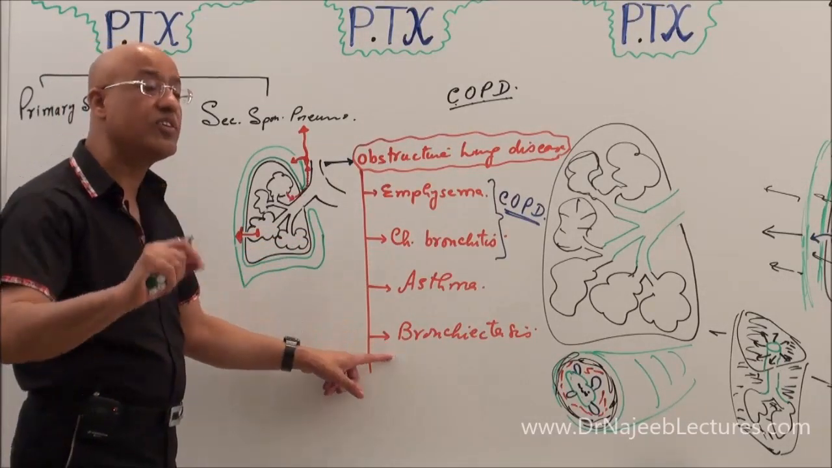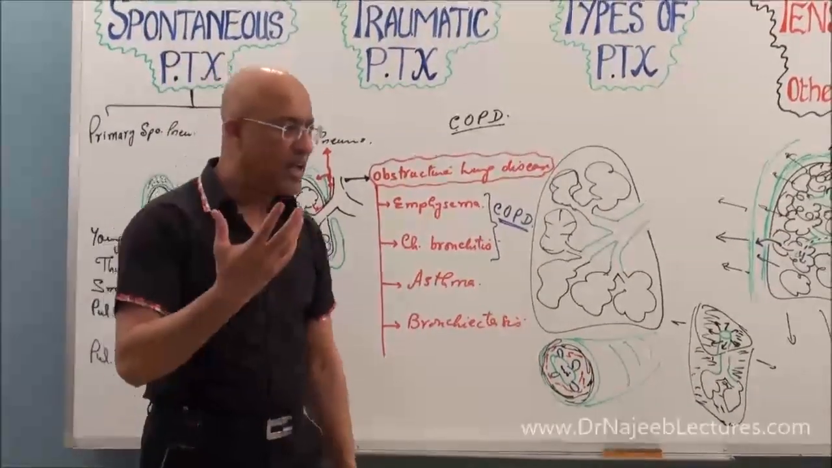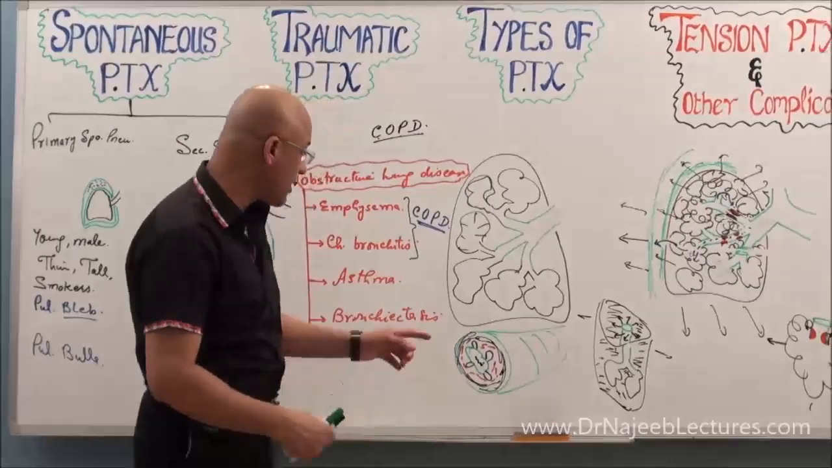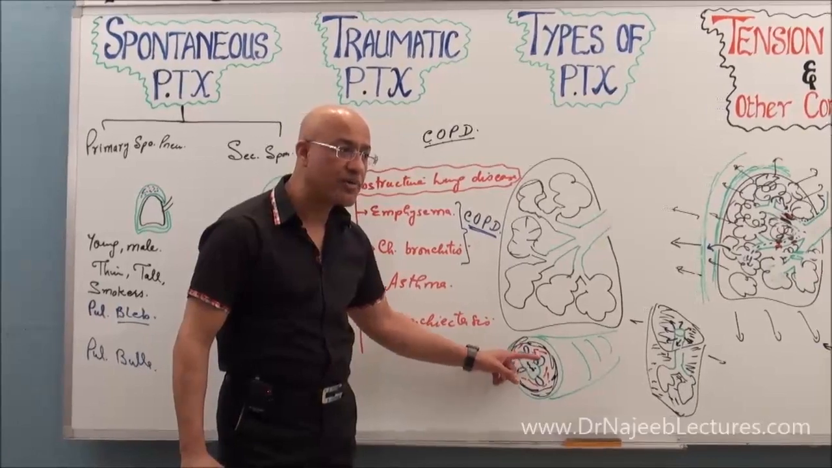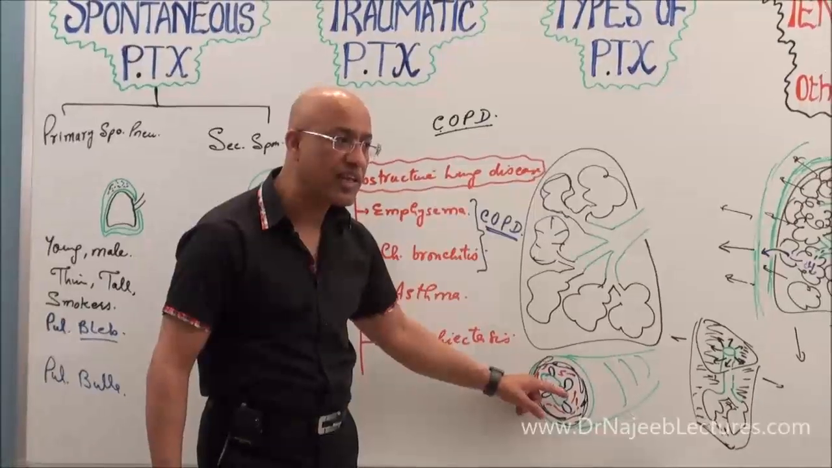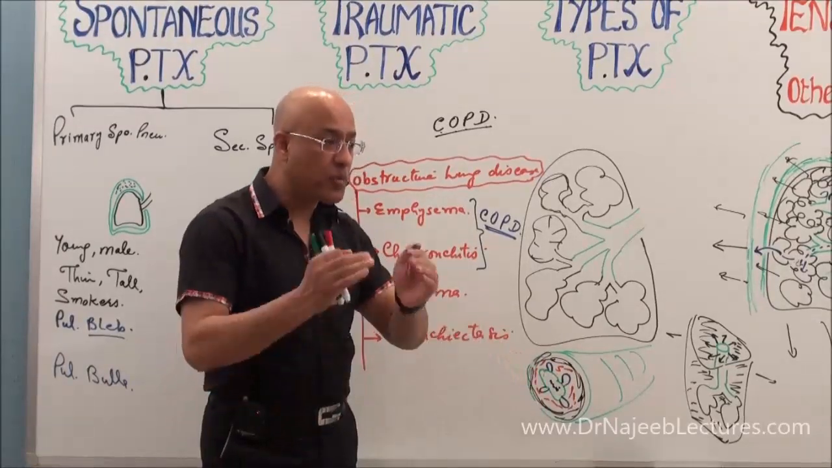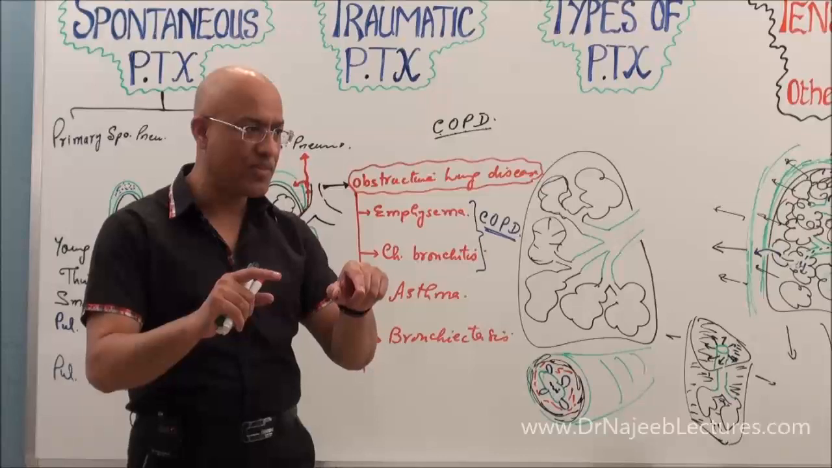Later on, we'll discuss in detail what happens in bronchiectasis. There is necrotizing inflammation of the wall of the bronchi, which leads to destruction of cartilages and smooth muscles and other components of the bronchial wall. And at places, bronchial walls pathologically and irreversibly dilate.